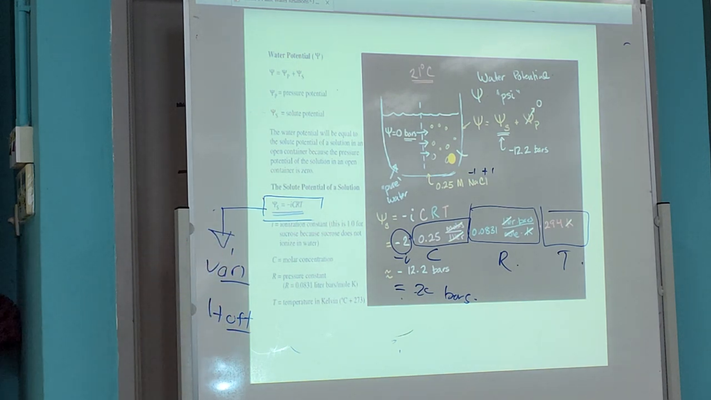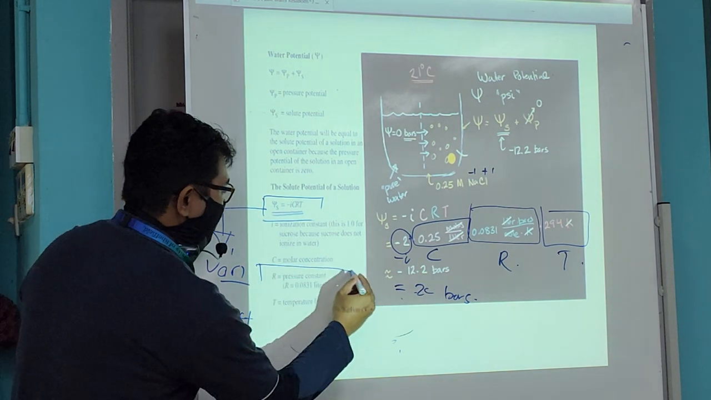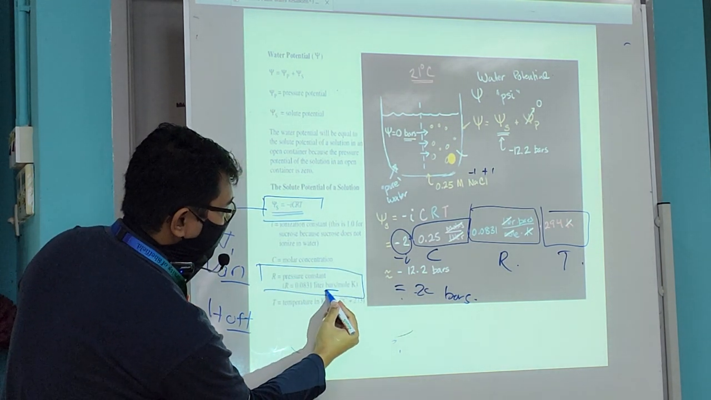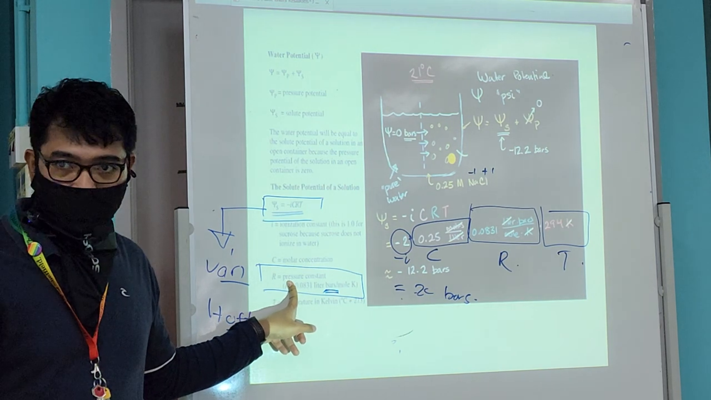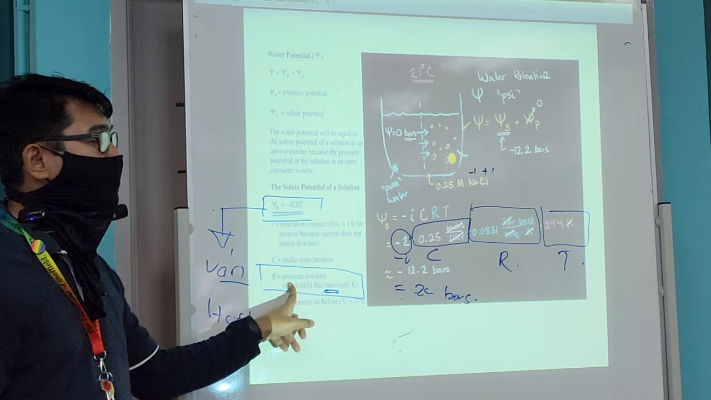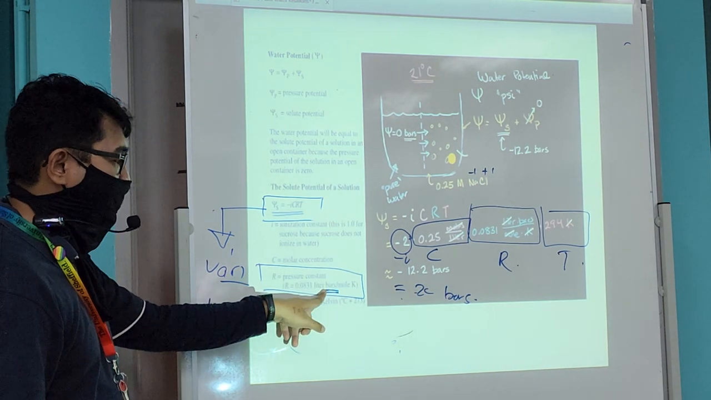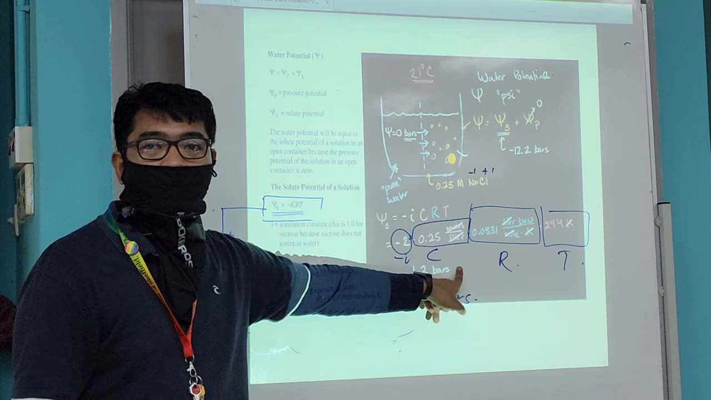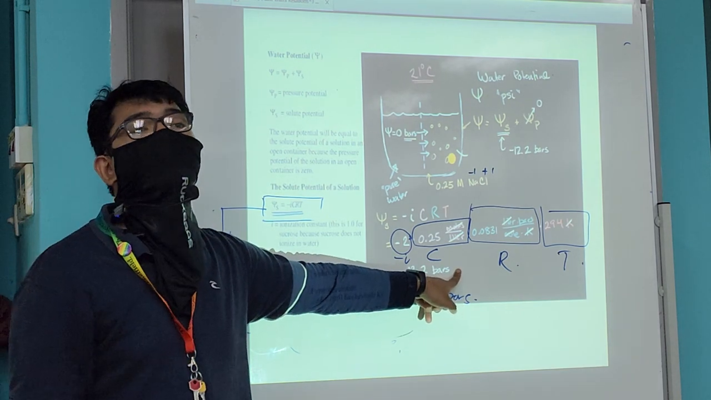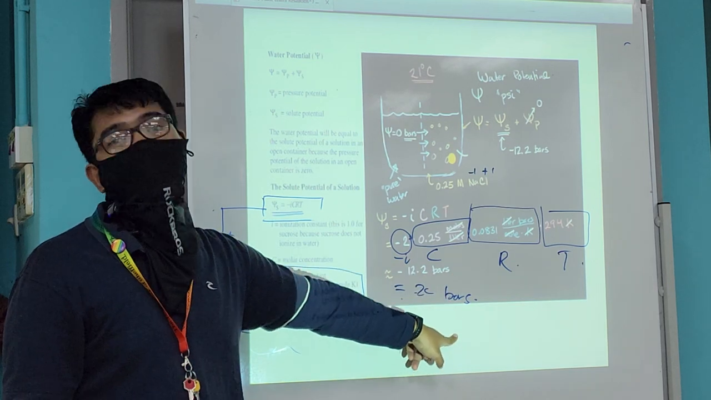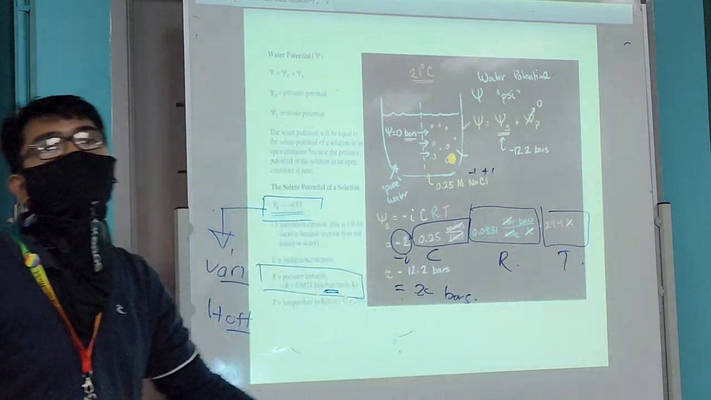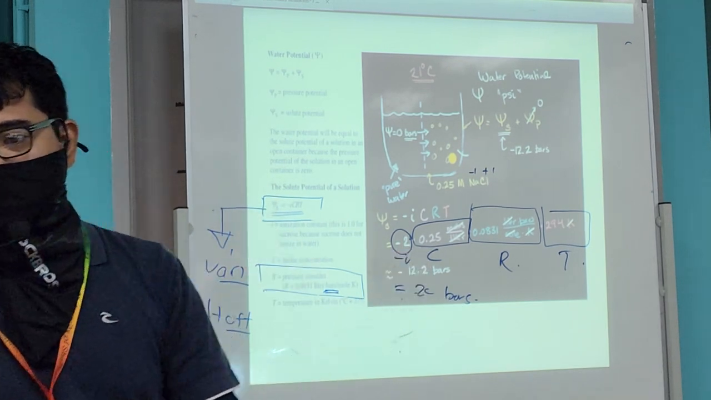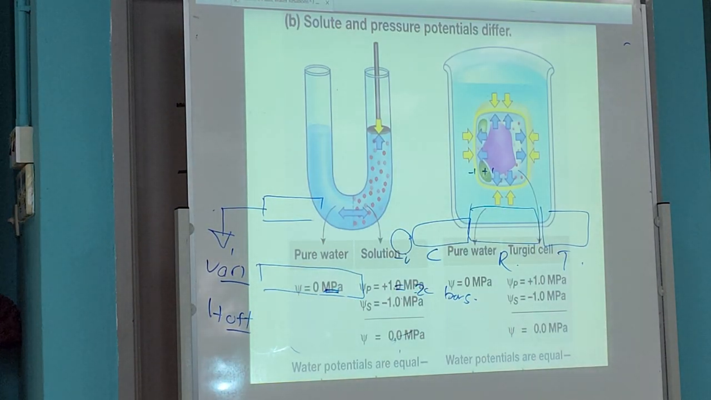Why does it suddenly become bars? Why doesn't it become Pascal? Because of this pressure constant, the R here. Here, it uses bar. So you need to find the R that uses Pascal from the beginning, not bar, to make your life easier. If you don't use the constant that has the Pascal unit in it, you will get bars instead of Pascal. So be smart about it. You know your ending, so act accordingly from the beginning. Oh, it rhymes. Right? Okay, so more or less, this is the calculation. Very easy. Right? Okay.